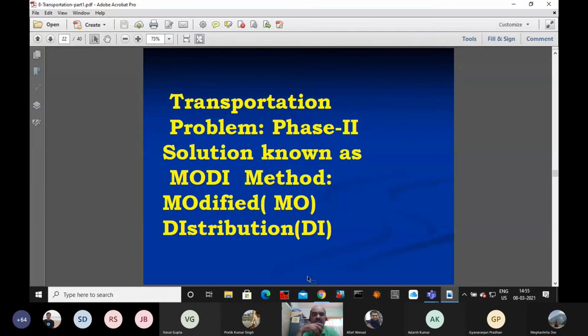Next we will discuss the transportation problem, that is the phase 2 solution. Actually it is nothing but a modification of the simplex method, so that is known as the modified distribution method. Out of the modified, MO is taken and out of the distribution, DI is taken. So in short, the name is MODI method. MODI stands for modified distribution.